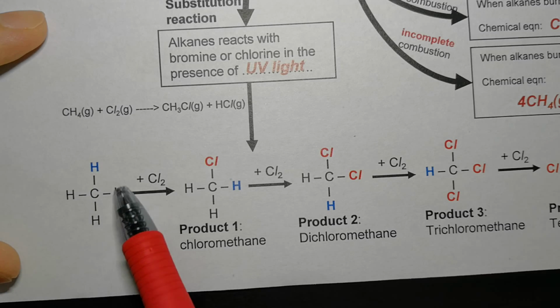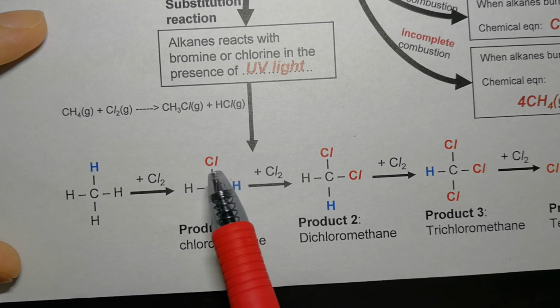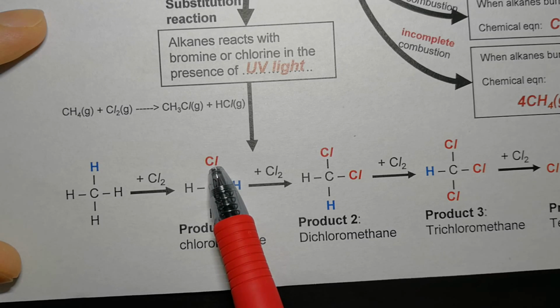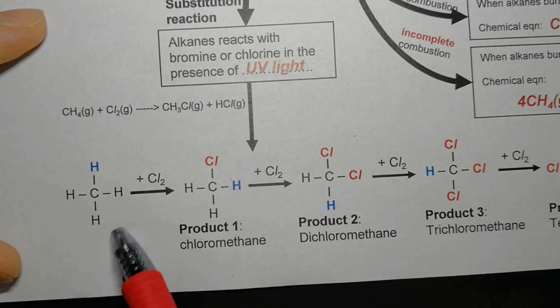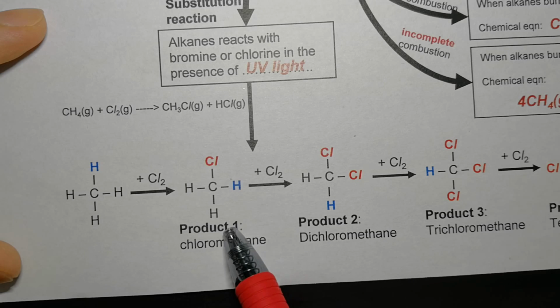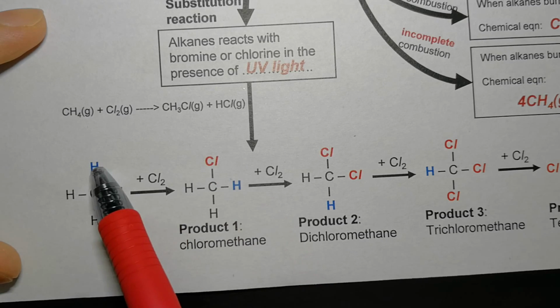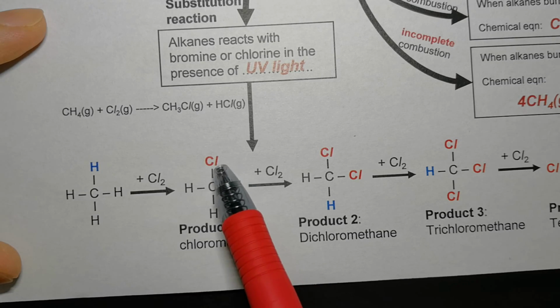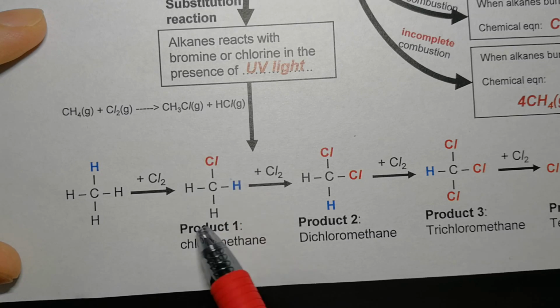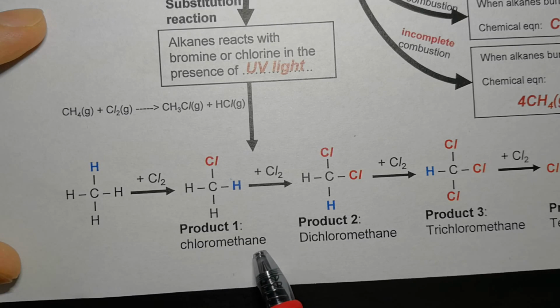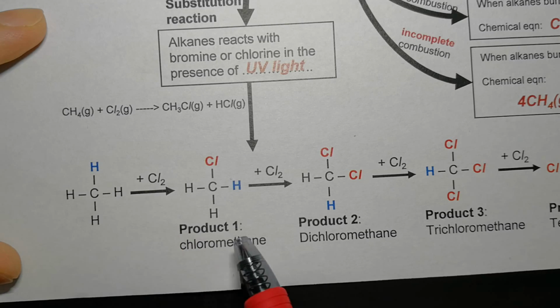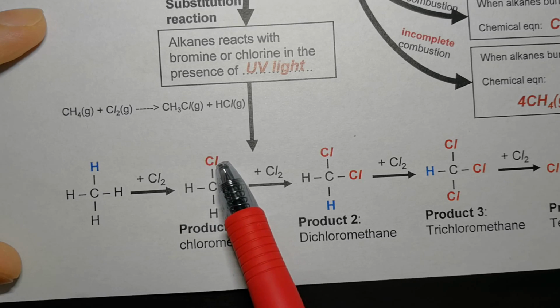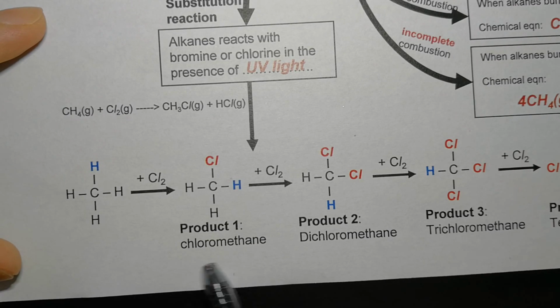One by one, the hydrogen atoms are being substituted by the chlorine or the bromine in the presence of UV light. So for example, this one is methane. Okay, I react with chlorine in the presence of UV light. So what I get after that is one hydrogen atom is being substituted by one chlorine atom. So you get something like this. So this is called chloromethane. This is methane, but one of the hydrogen atoms is substituted by a chlorine atom. So it becomes chloro, not chlorine, chloro.